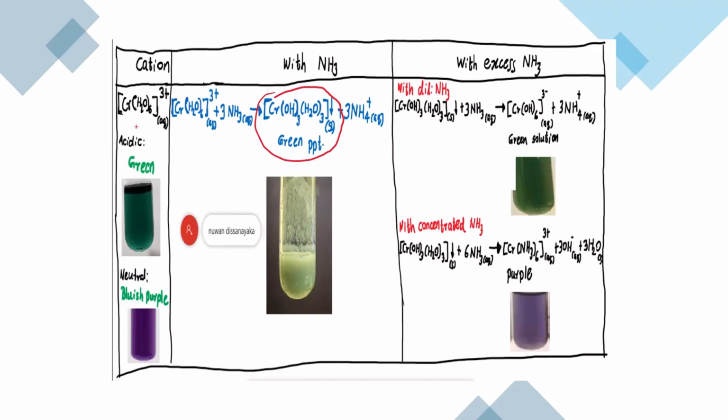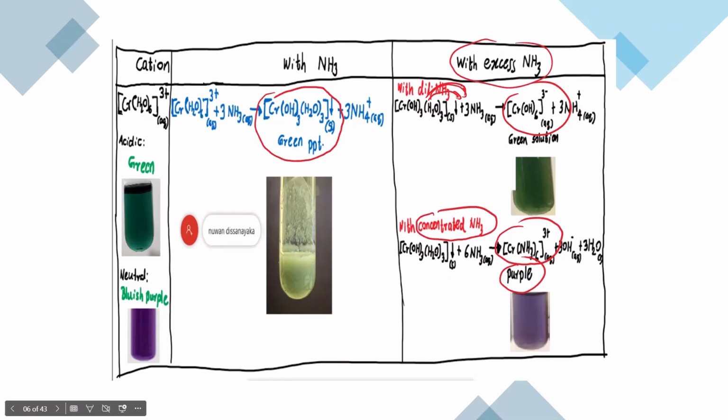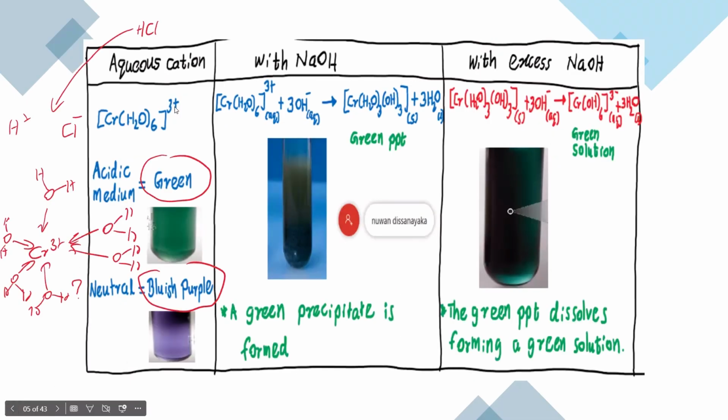But when you add excess ammonia, if you add dilute ammonia, what will happen? The other 3 water molecules will also lose their protons and you get the green solution. Same thing we can observe with sodium hydroxide. But if you add concentrated ammonia, there will be a ligand exchange reaction. This ammonia can replace all these ligands, forming a chromium amine complex, chromium with ammonia molecules as the ligands, which is a purple color solution. So I will go for this easy one, adding sodium hydroxide.